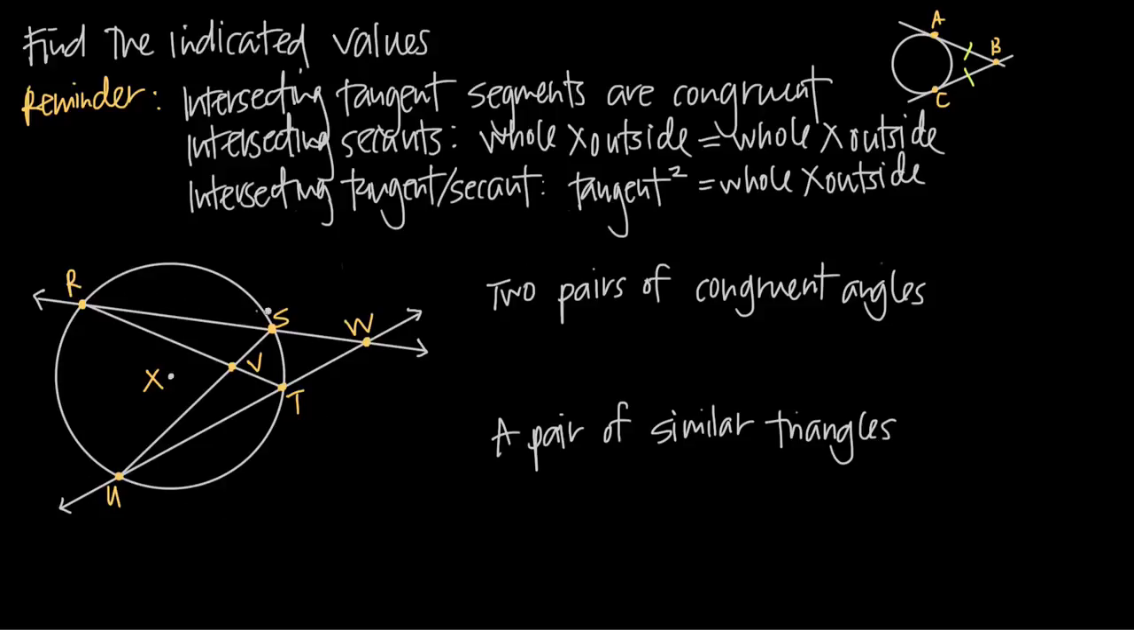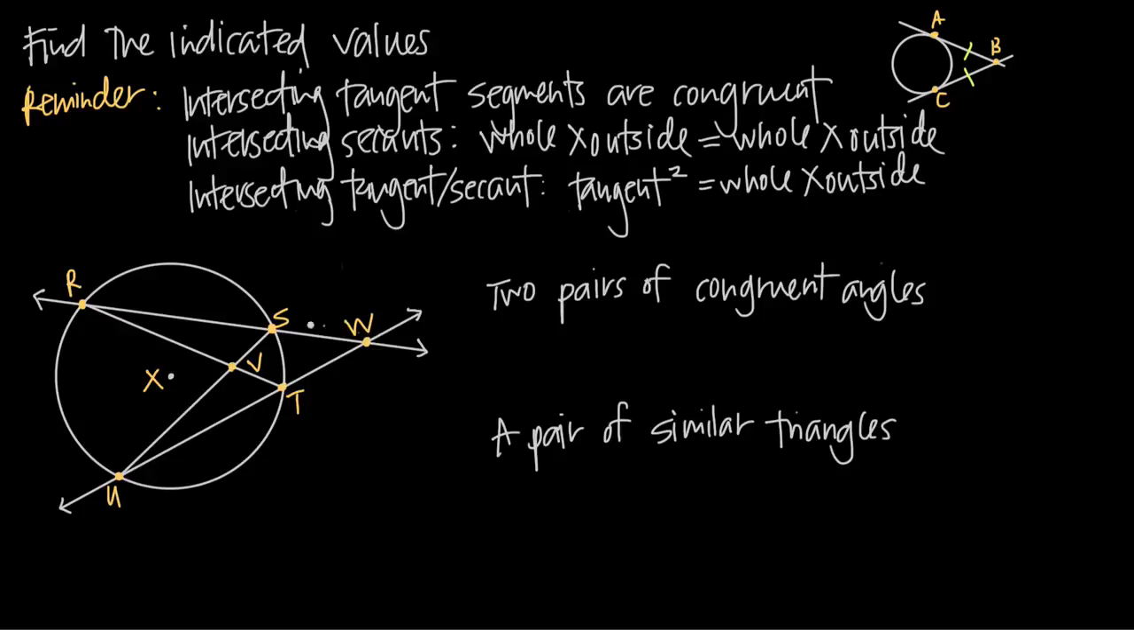We have circle X, we have all these points, but RW is a secant line. Remember, a secant line is a line that cuts through the circle at 2 points. So RW cuts through the circle at the point R and the point S, so it's a secant line. And we also have the secant line UW. It cuts through the circle at the point U and the point T. So we have two secant lines. They intersect one another outside the circle.